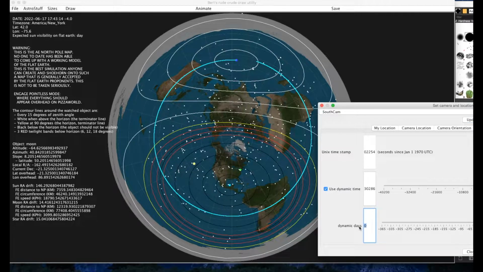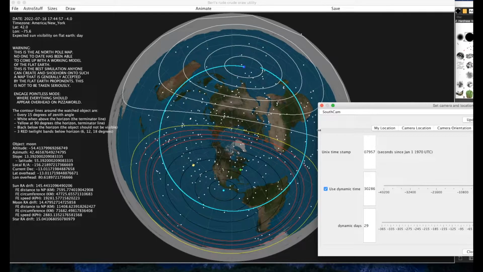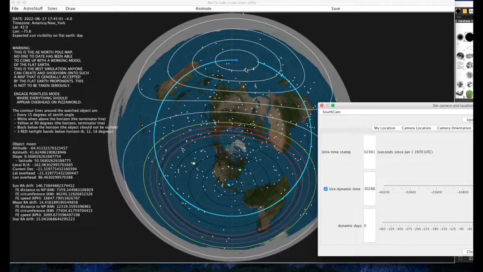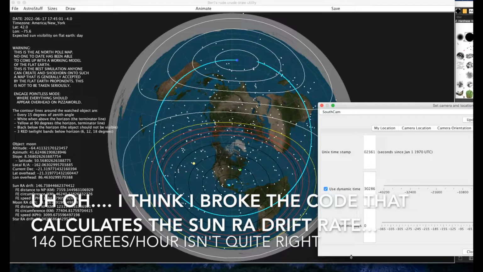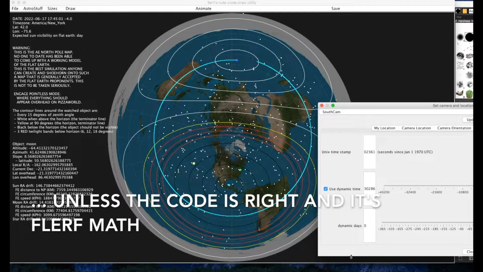If I jump ahead 28 days, we can see that it's over here. If I go ahead 29 days, it's over here. So in the course of a month, it's gone from here to here. I was trying to figure out how to fit this, and I just wanted to visually see where the moon would have been in the sky every day for a full month. And I decided therefore to implement something similar for the moon that I have implemented for the sun.